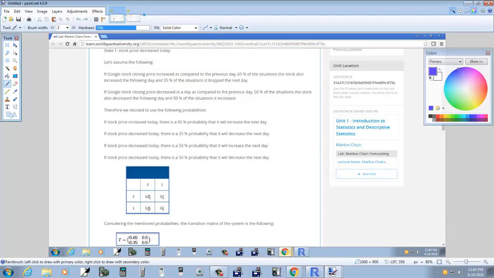Now here's the lab. Okay, so it says, let me choose red. If the stock price increased today, and up above, they say, well, I can't scroll up, but 0 means increase. So 0 is increase, and 1 means decrease. So if the stock price increased today, that's 0. There's a 65% probability it will increase the next day. Here's the next day. So increases in 65%. So not a problem. Makes perfect sense. It's the intersection of those.